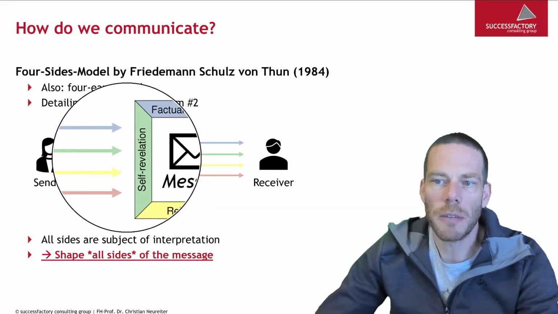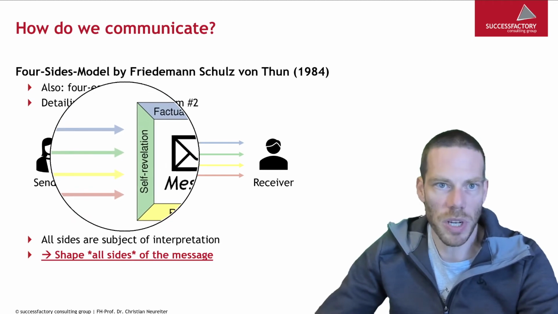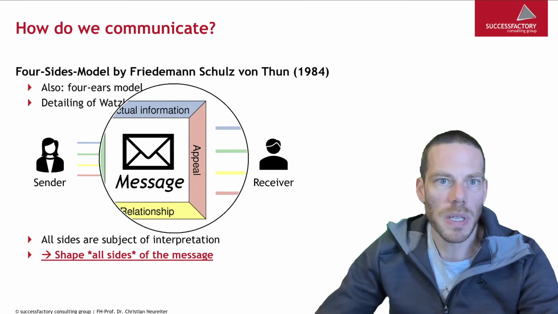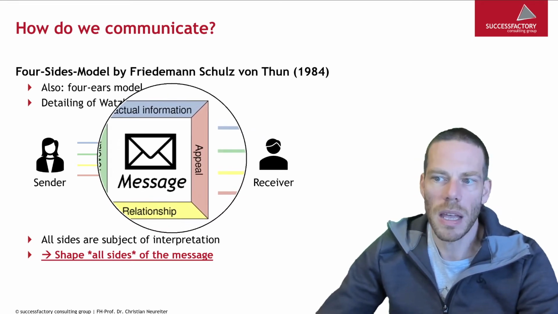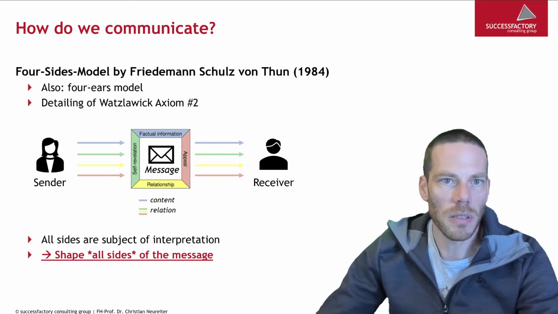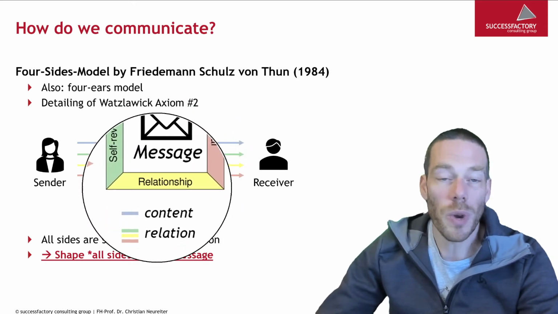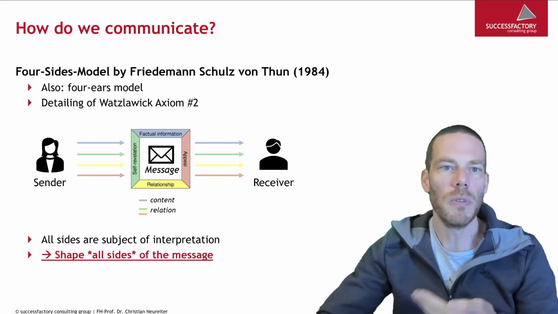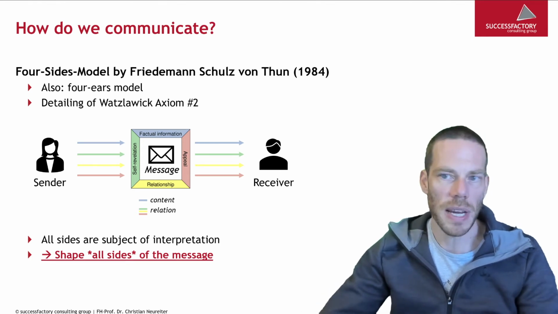So on the one hand, we have a self-revelation, so we reveal something about us whenever we communicate. Then we have an appeal aspect, which means I want the participants to know something, to do something. That's my appeal that I want to transport. And everything is resting on the relationship layer. So what is the relation between you and I? The we relation between sender and receiver, teacher or trainer, and audience.